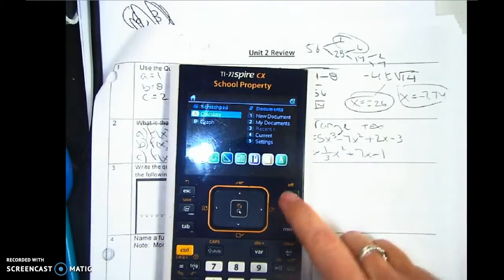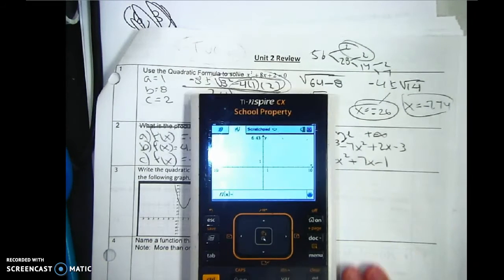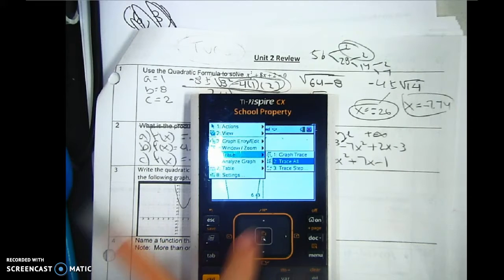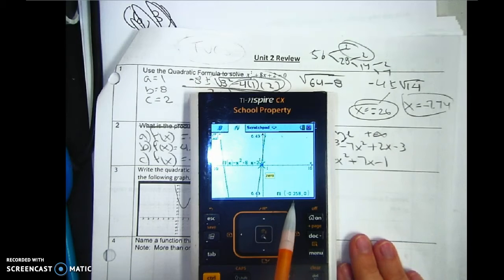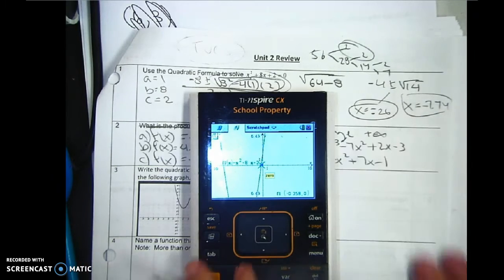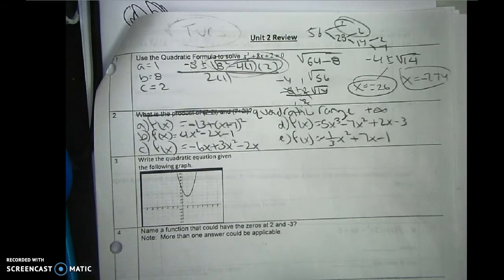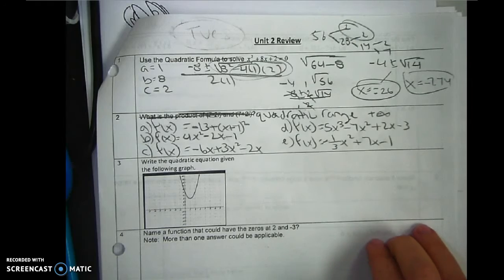Okay, now I want to make sure I'm good to go. So I'm going to graph this just to make sure, and I cleared everything to make it pretty. I'm going to do the original function, x squared plus 8x plus 2. And then I'm going to go menu, trace, graph trace. And if you look, negative 0.26 matches that, so I'm good to go. Okay, I changed the second one. So pause it now, copy down all these multiple choice, then we'll go over it.